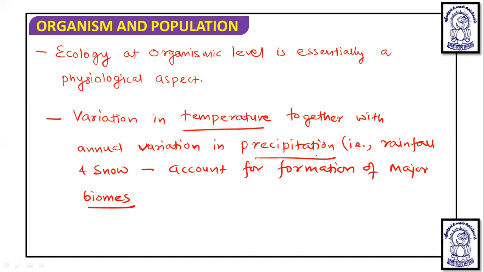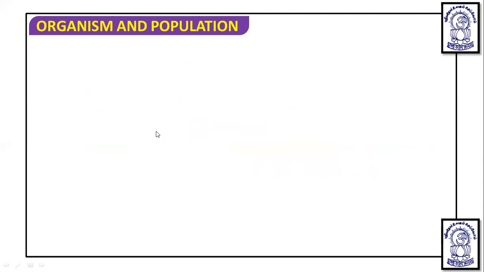Okay, so if we want to understand all these biomes, we have to note down details about them one by one, and we have to discuss their particular features. So the first biome which we are going to discuss is the tropical rainforest.